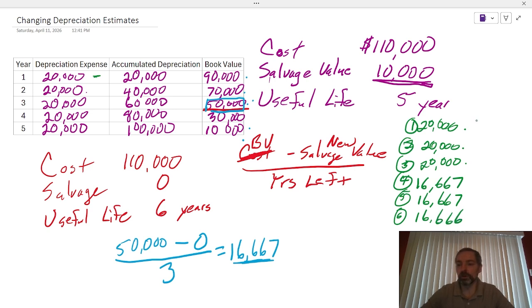All right, and the total of all of these should equal the depreciable base, which our new depreciable base, cost minus salvage value, equals $110,000. That is what our total depreciation expense should be, and what our total accumulated depreciation should be. Should equal the depreciable base.